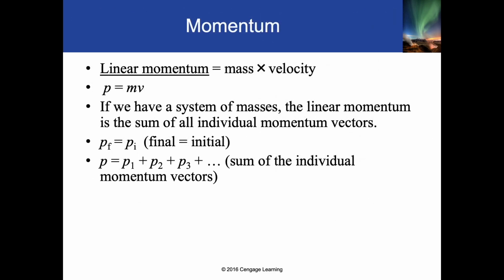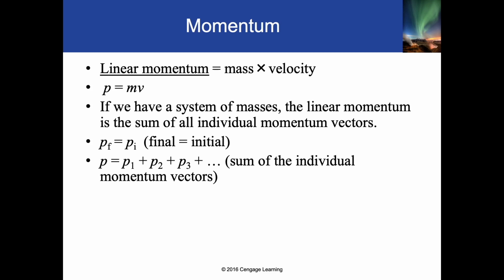Let's keep on talking about some movement here. We've got momentum now, right? And momentum is quite literally the mass times its velocity. For short, we usually use the lowercase p, and that equals mv. So momentum equals mass times the velocity.